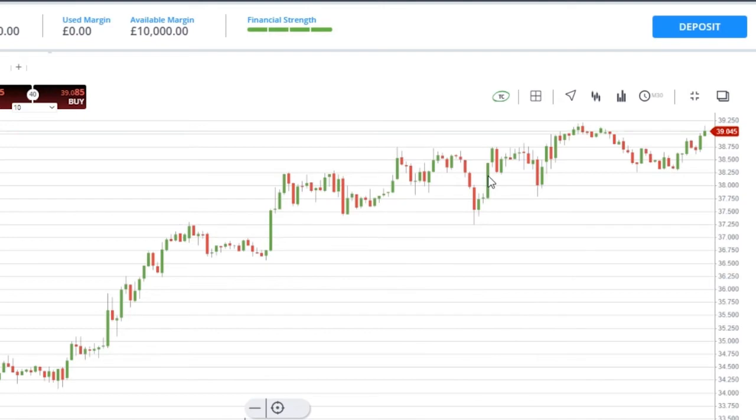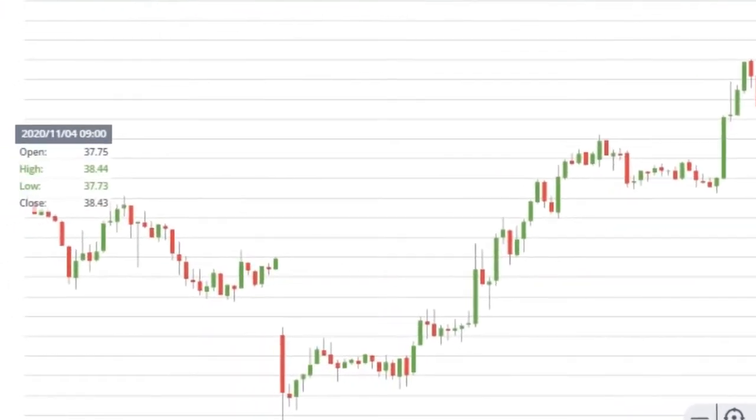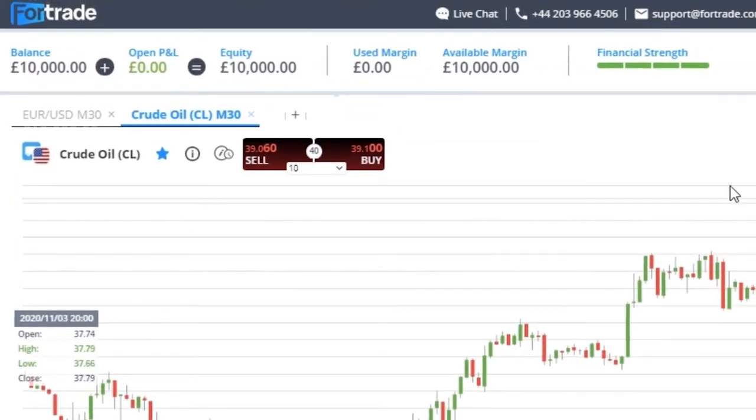If you place your mouse cursor on a specific candlestick, on the left-hand side of the screen you will see detailed information regarding price movement in that specific time frame, like open price, which here is 37.75, highest price during that time, which is 38.44, lowest price during that time frame, which is 37.73, and close price, which is 38.43. Depending on your decision, you can either open a buy or sell position.